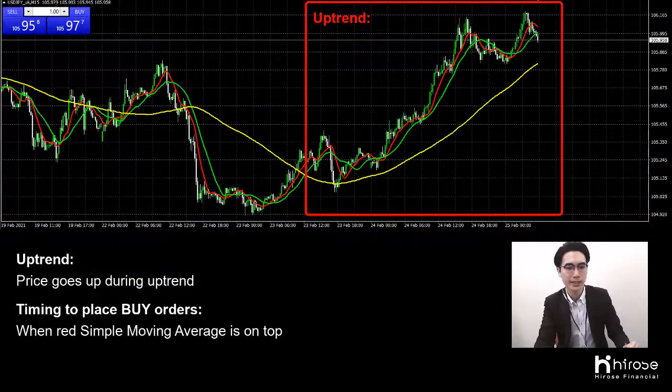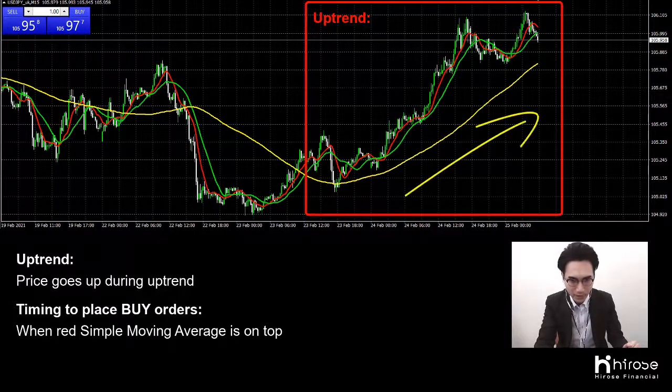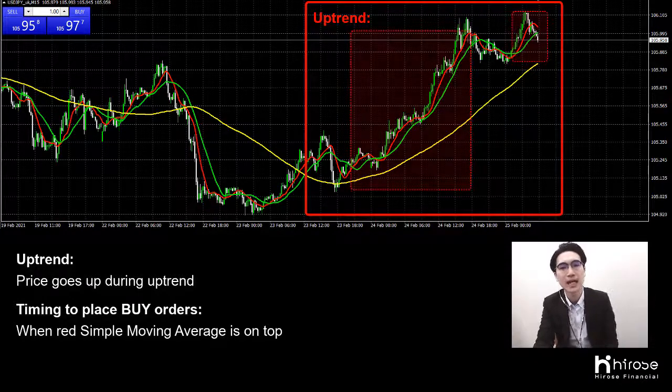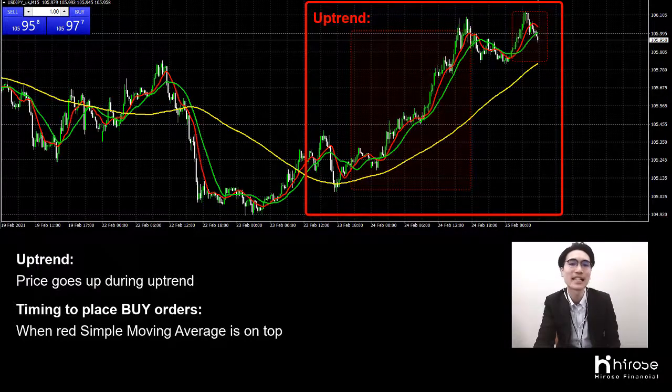First, we take a look at when the market is in an uptrend. Now you see in here the yellow simple moving average is below the candlestick and is heading upward. So now we know that the price is heading up overall. During an uptrend, we will be looking at the green and red simple moving averages. If the red simple moving average is on top, we'll place buy orders. That's pretty simple.